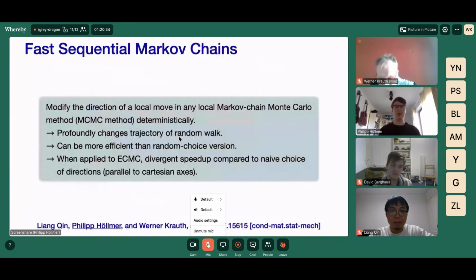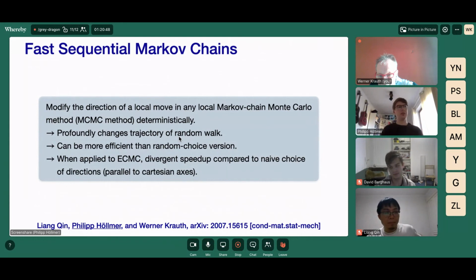So, let me conclude with this slide where I repeat again the most important points of my talk. I presented to you a scheme where we modify the direction of a local move in any local Markov-chain Monte Carlo method deterministically. So we sequentially increase it by delta phi. I showed to you that this idea profoundly changes the trajectory of the random walk, so it's not diffusive anymore.